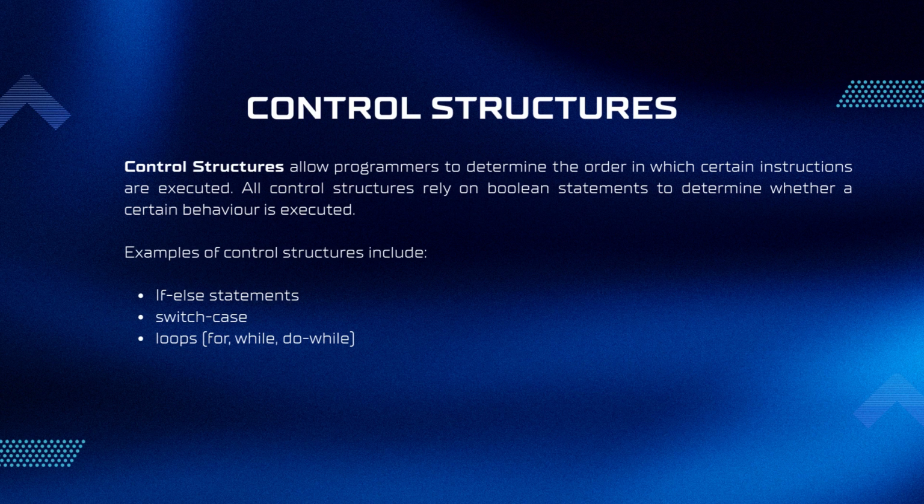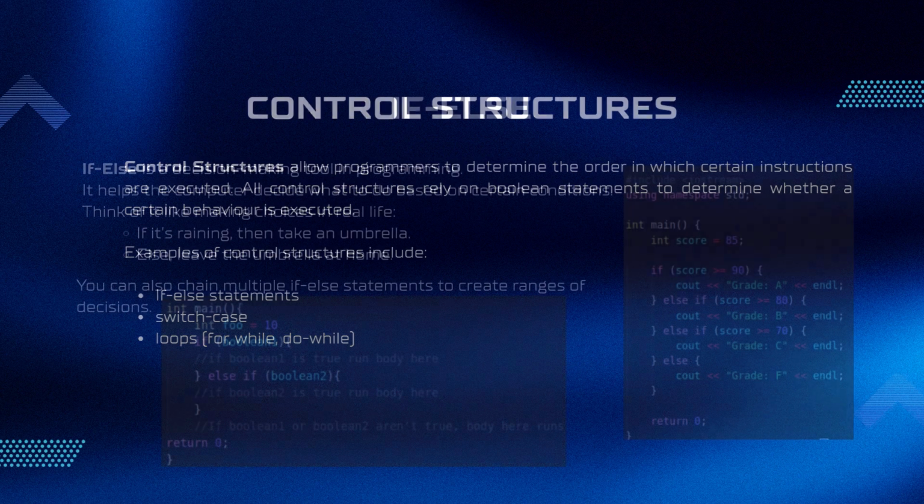Control structures allow programmers to determine the order in which certain instructions are executed. All control structures rely on Boolean statements to determine whether a certain behavior is executed. Examples of control structures include if-else statements, switch case, and loops: for, while, do-while. If you want to learn conceptually about control structures, it is useful to understand Boolean algebra.